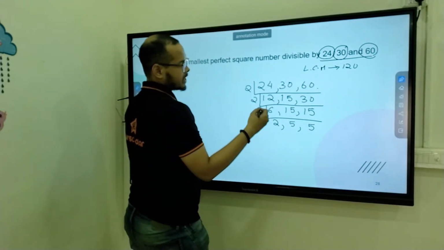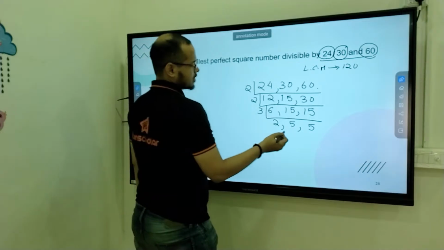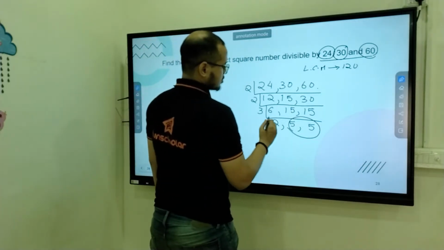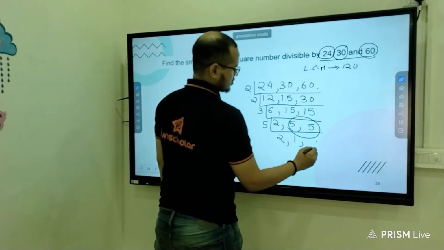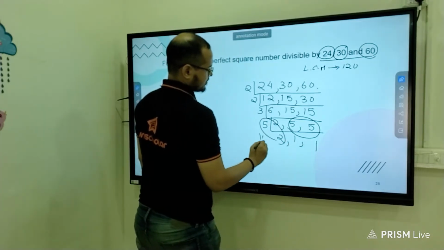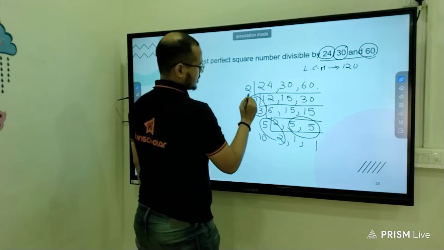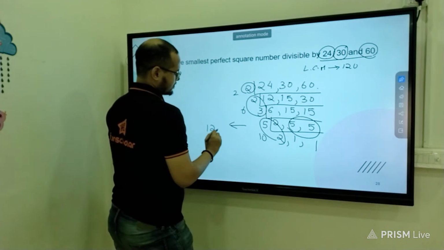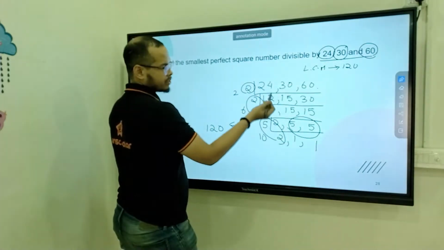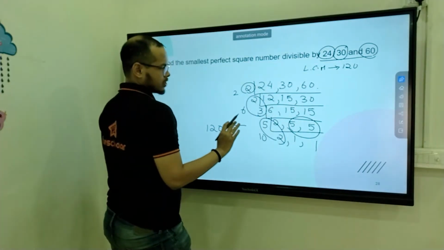Okay, so I'm telling you how to find the LCM directly from this also. 5, 2, 1, 1. So this is 10, this is 6, and this is 2. Okay, so we also get 120 here. So the LCM you can find directly like this, in case you forgot.